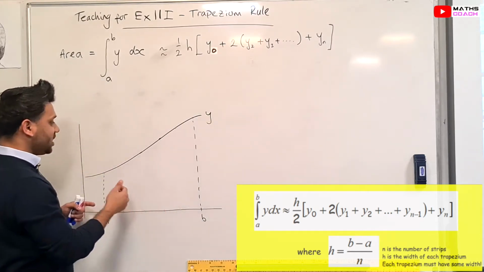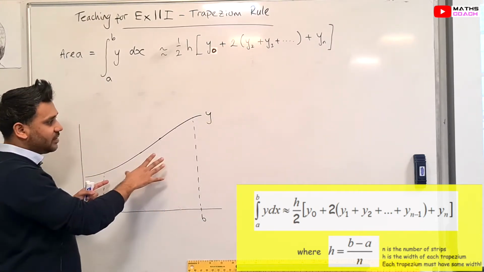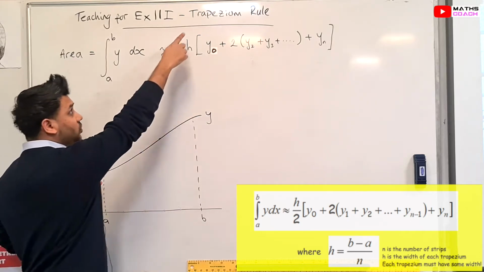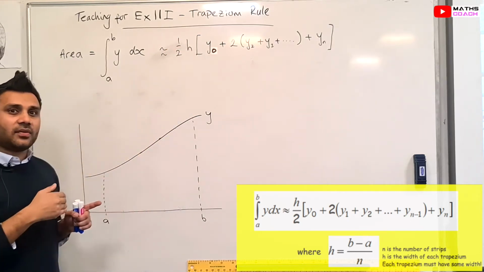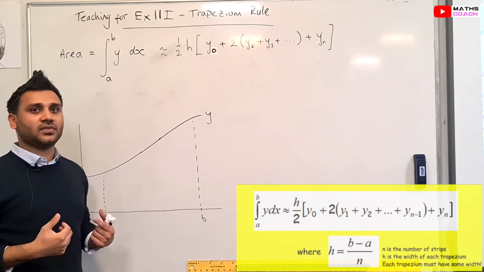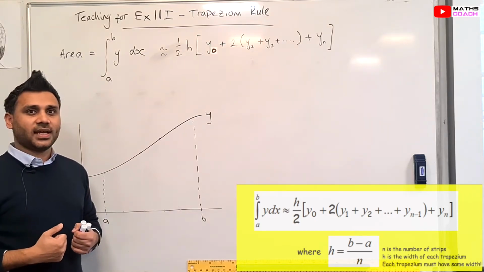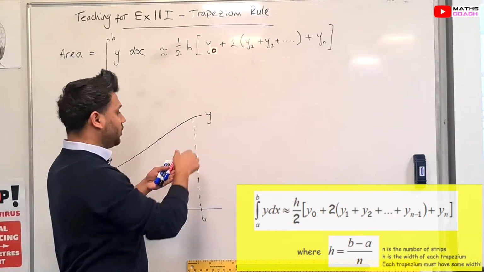What we basically do is we fill up the area underneath the curve with shapes, in other words with trapeziums, and we work out the area of those trapeziums and add them up, and that gives you an approximation for the area underneath the curve. This is the formula for the trapezium rule.